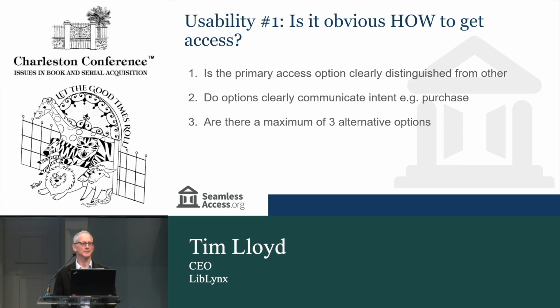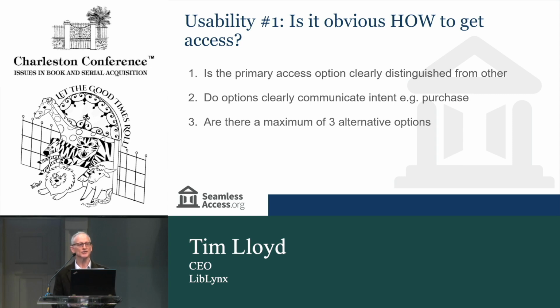So the first one is: is the primary access option clearly distinguished from other options? In many cases, the primary access option may be just through your institutional subscription. Is it clear that that's the way you should do it, as opposed to a small number of people who may want to buy it as a download? This could be done through different and more prominent styling, for example. So is that primary option clearly distinguished?